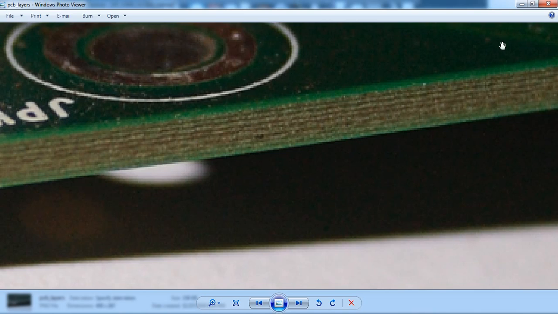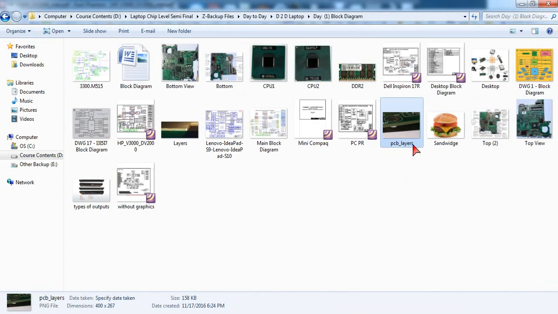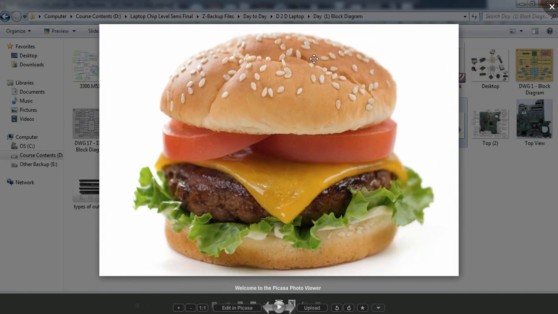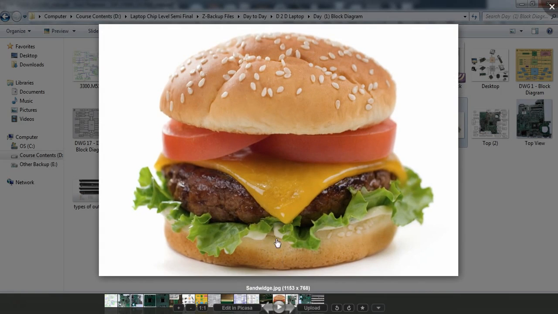Okay, and all the layers are insulated, and all these layers are like a sandwich. This is the top layer, this is the bottom layer. In between there are 8 layers. All the layers are insulated.